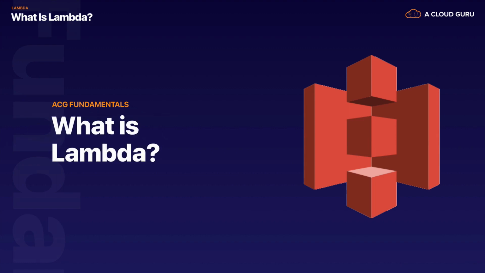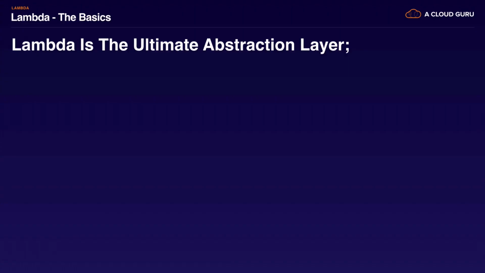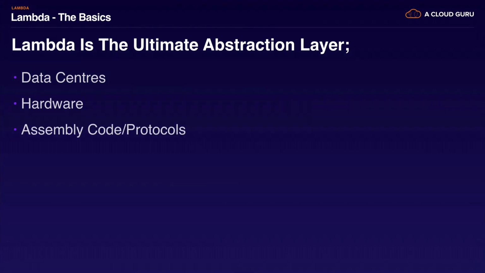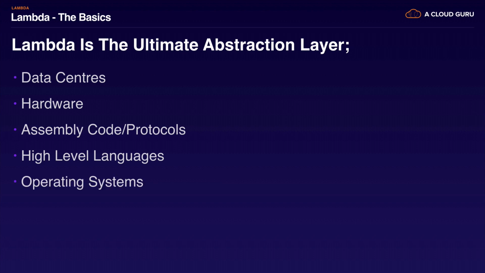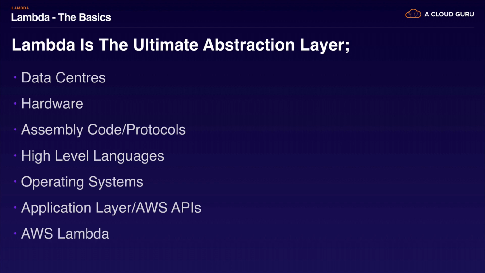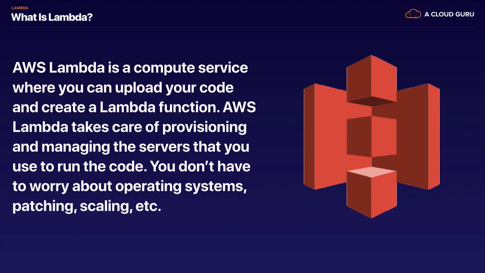So that brings us on to Lambda. What is Lambda? Lambda is the ultimate abstraction layer. You've got your data centers. Inside your data centers, you've got your hardware. Inside your hardware, you've got your assembly code and protocols. You've then got your high-level languages, and your operating systems. You've then got your application layers as well as AWS's APIs. And sitting on top of all of that, or abstracted away, is AWS Lambda. So AWS handles all of these things for you. All you need to worry about is your code. AWS Lambda is a compute service where you can upload your code and create Lambda functions.